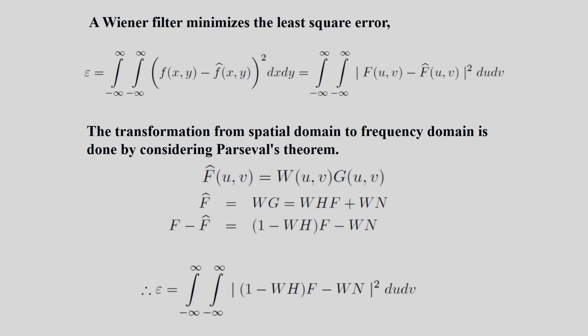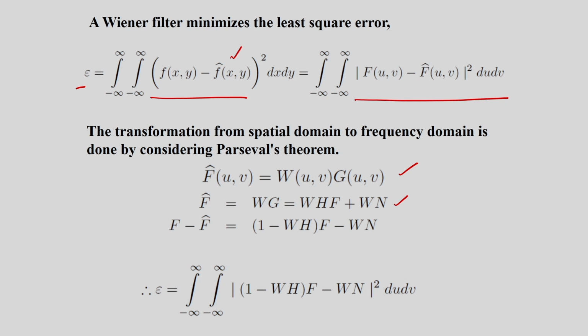So you can see I am computing the error here. So error is defined like this: f(x,y) is the original image, and I am considering the reconstructed image, the approximate image, f approximate(x,y), whole square. And in frequency domain, I can write like this. The transformation from spatial domain to frequency domain is done by considering Parseval's theorem. That means energy in the spatial domain is equal to energy in the frequency domain. Then you can see this one, F approximate(u,v) is equal to W(u,v) G(u,v), and you can represent it like this expression.